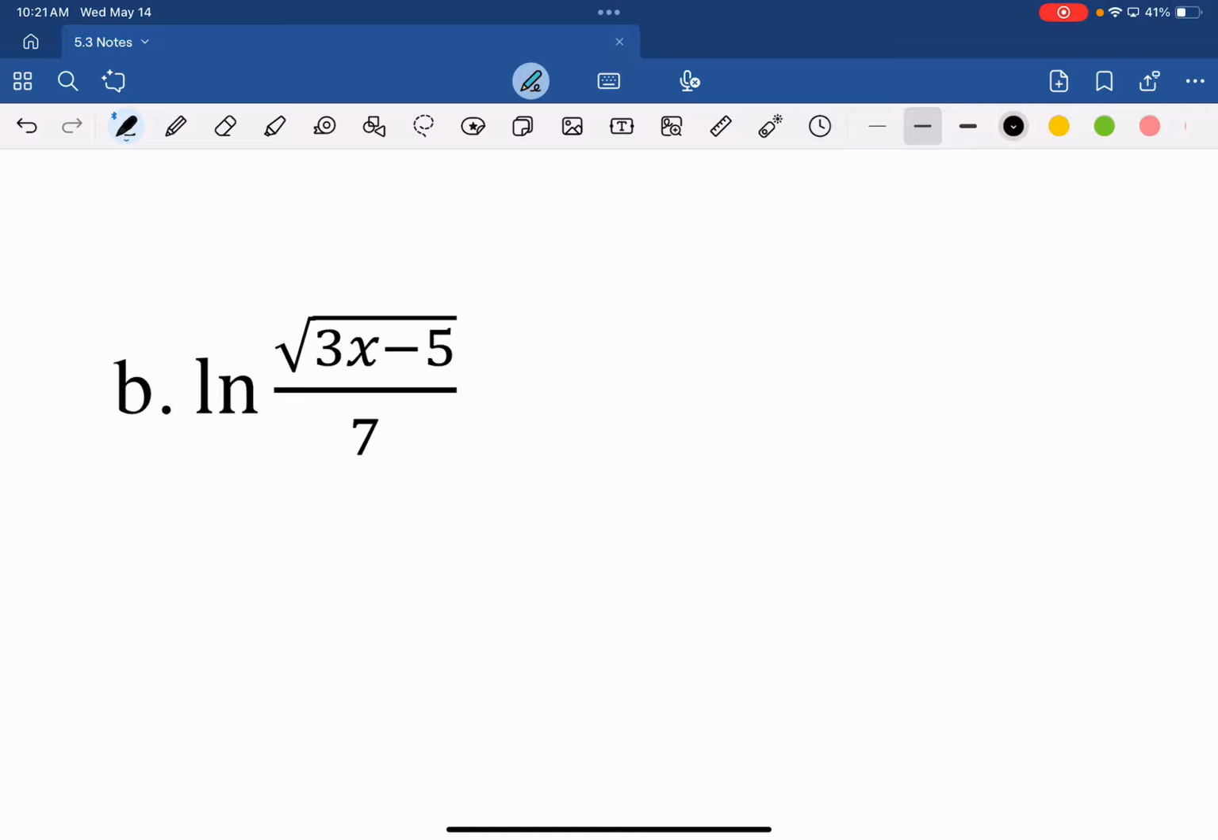So first, do we have any multiplication or division? Yeah, we have the square root of 3x over 5. Do we have division, right? How could you rewrite it?